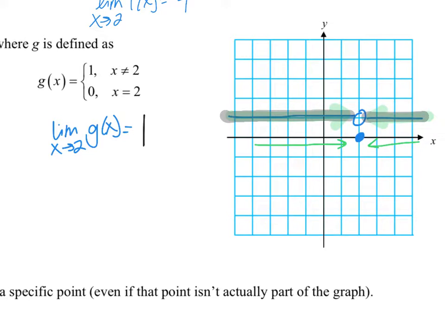So the takeaway of this example is, what are we getting close to? We're getting close to 1. I'm sorry, not what it equals.